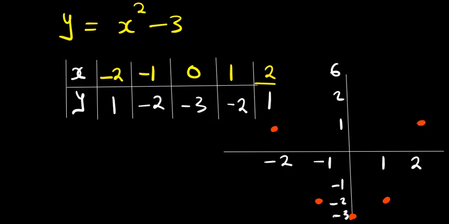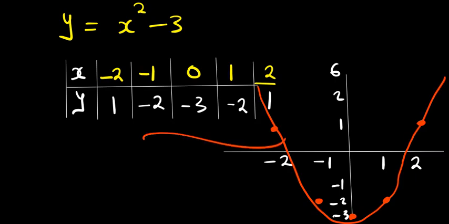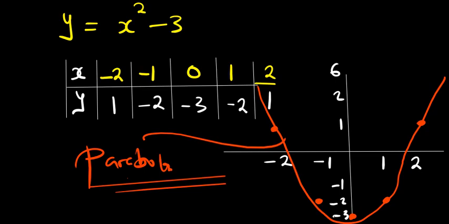Then I'm just supposed to join these points nicely like that. That will be our graph. This we've drawn is what we call a parabola. So basically that. It's very important that we understand that part of solving.